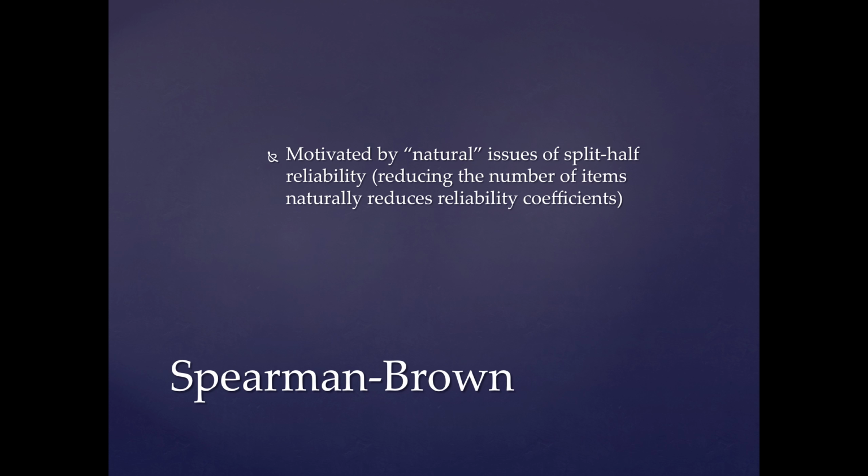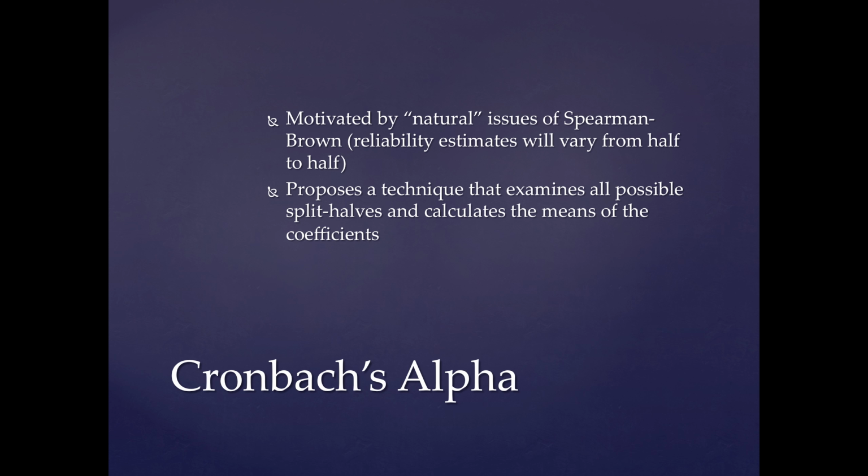Now the problem with that is addressed in the Spearman-Brown reliability: when we take a total number of items, again as an example 50, and we split this into two halves of 25, a natural issue in reliability is that when we reduce the number of items, naturally the reliability coefficient will be reduced. All right, so what most people do to address that is they do what's called Cronbach's Alpha.